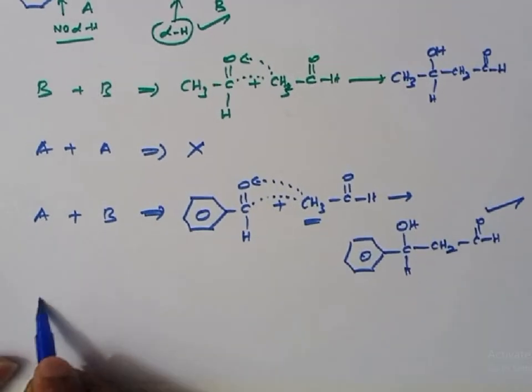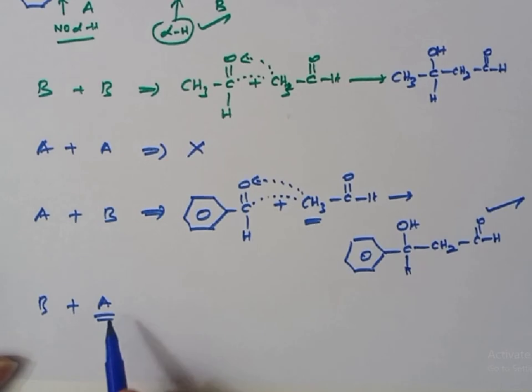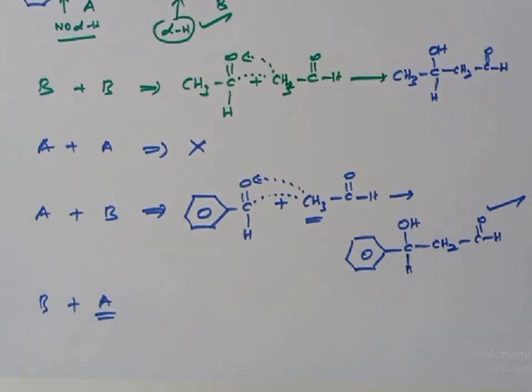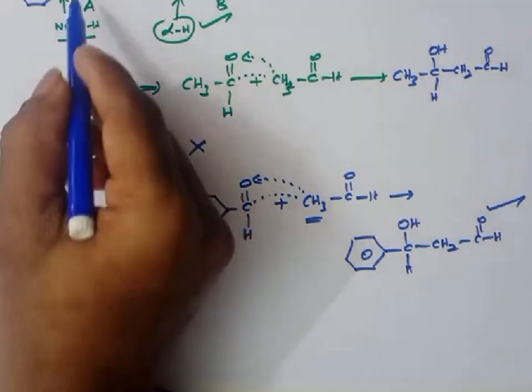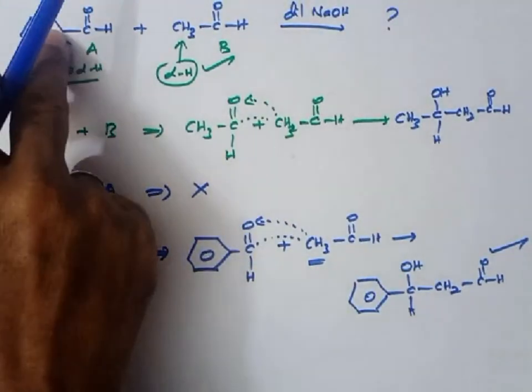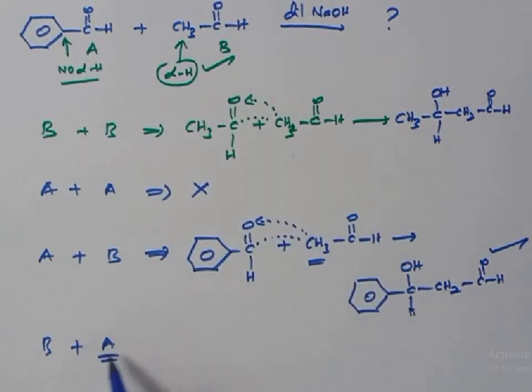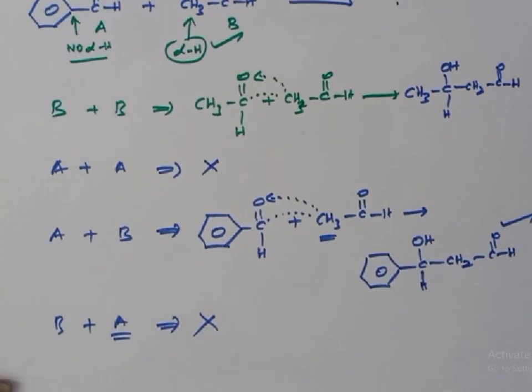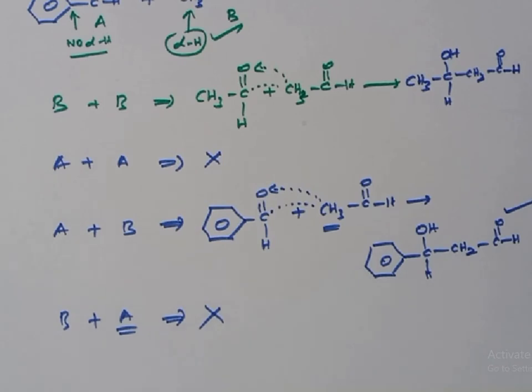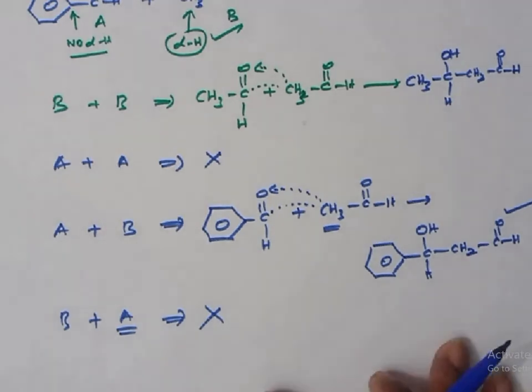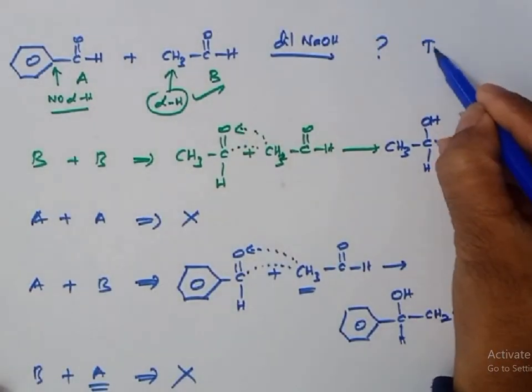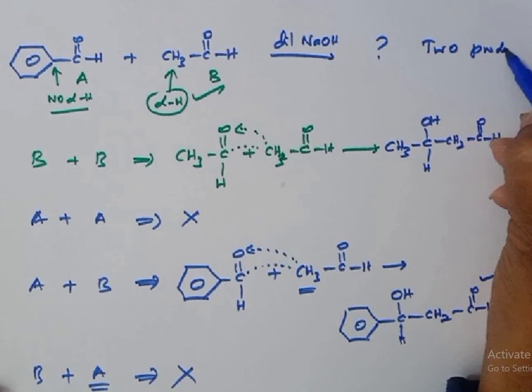What about B with A? Can A form enolate ion, students? A has no alpha hydrogen here, so A cannot form enolate. Therefore, this product never forms. Only a compound containing alpha hydrogen forms enolate ion and undergoes nucleophilic reaction. So in this reaction, we get only two different products.